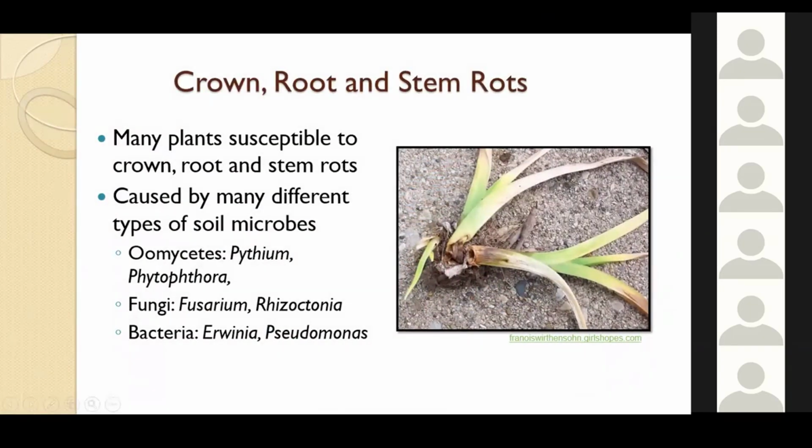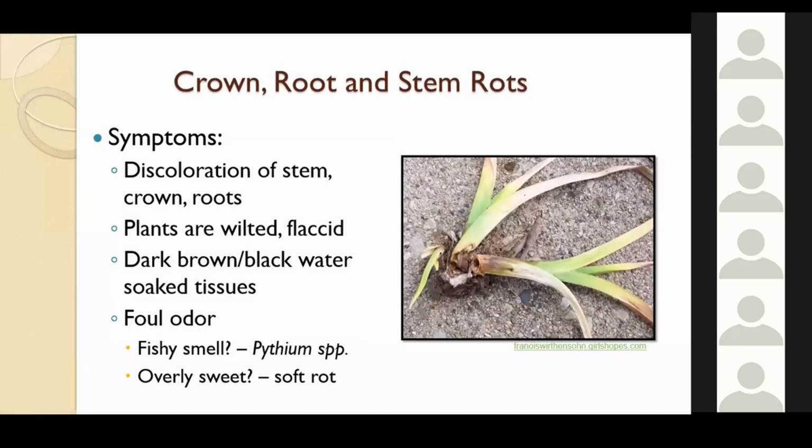So crown and stem rots, again, most plants are susceptible to them, and they can be caused by quite a few different types of soil microbes. So there are some oomycetes, the water molds as we tend to think of them. Pythium and Phytophthora are the main oomycetes that will cause damping off, or these crown and root rots. Some of the primary fungi that cause these diseases will be Fusarium or Rhizoctonia. We can also have bacteria that cause these crown, root, and stem rots as well. And a lot of those bacteria will be in the genus Erwinia or Pseudomonas.